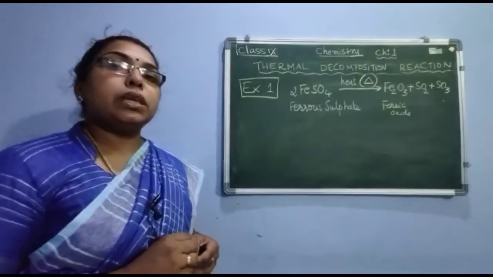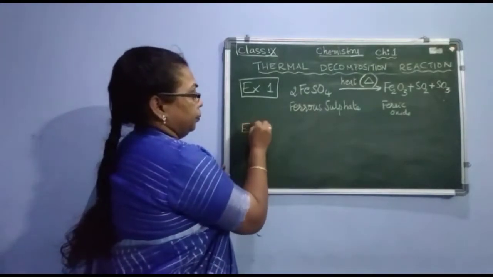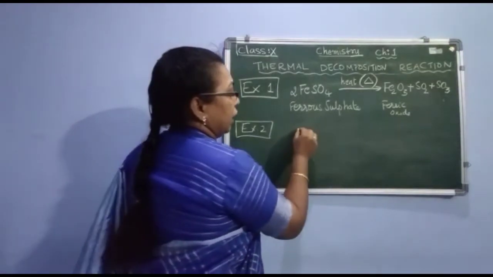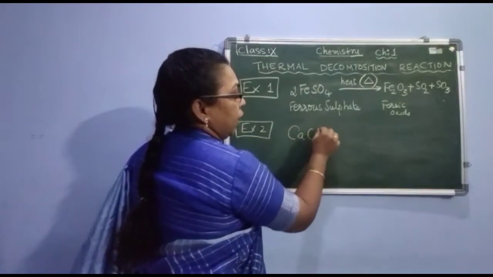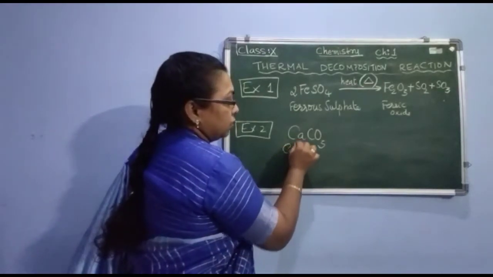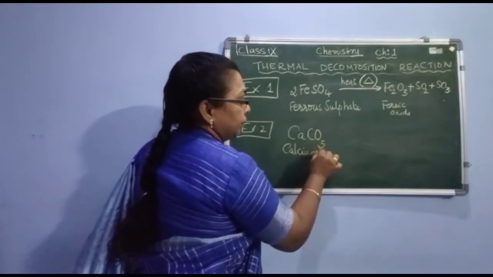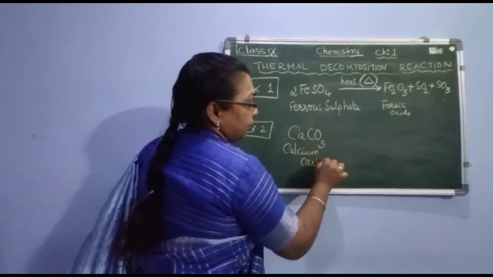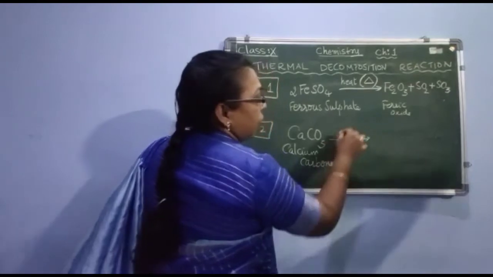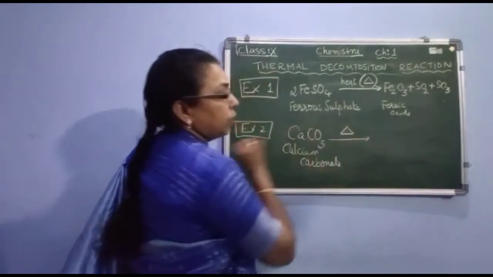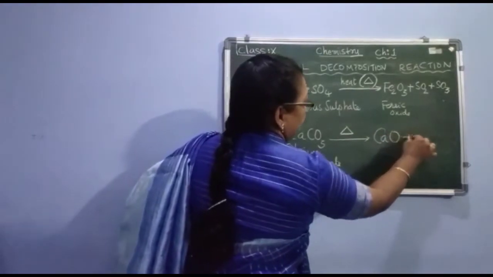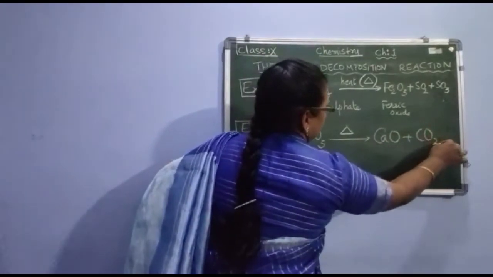Now, example number 2. Calcium carbonate, CaCO3. What is this? This is calcium carbonate. And when you heat this, now I am using only the symbol. The symbol is triangle. We will get calcium oxide plus carbon dioxide.